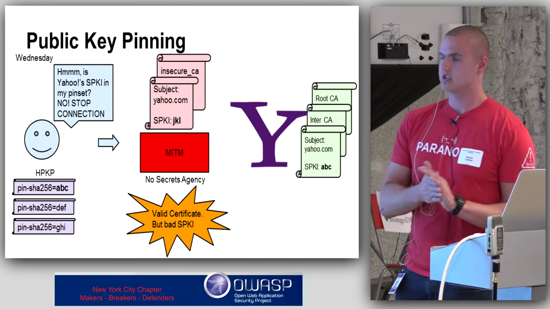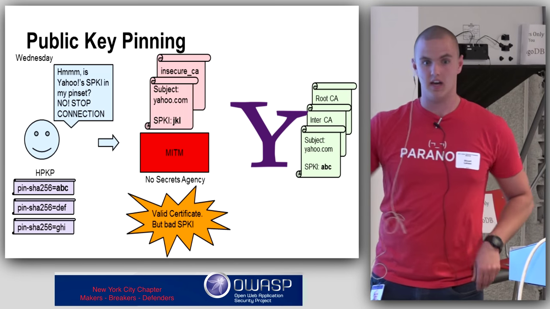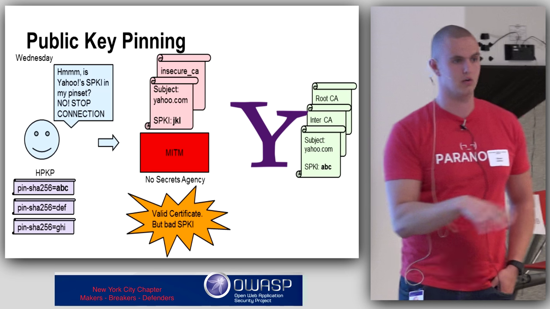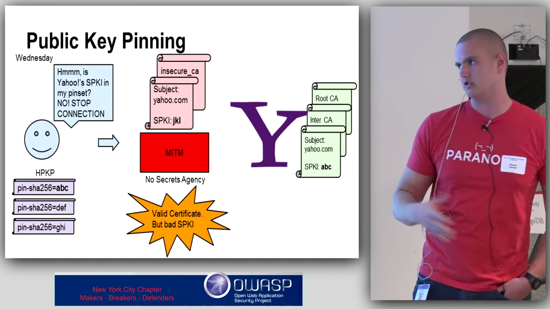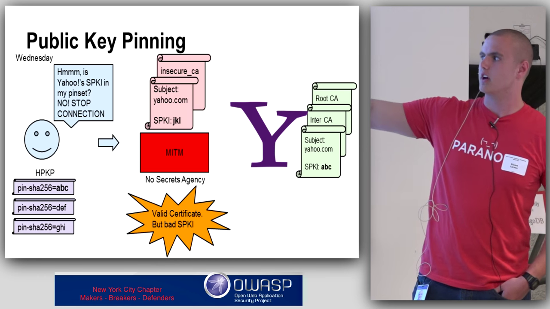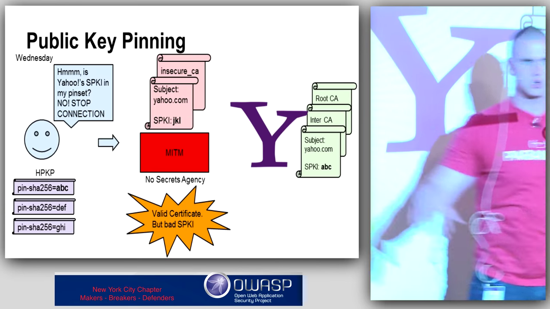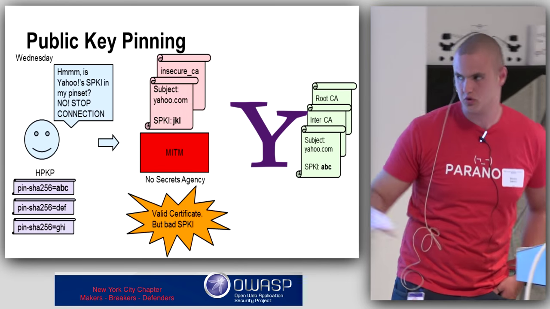So, unfortunately, the No Secrets Agency was able to compromise an insecure CA, a CA that we trust, that all of our computers trust, like DigiNotar or Diginotar. And so, because of this, they were able to write a valid certificate for Yahoo. So continue on. The first thing to do is the user agent's going to connect.